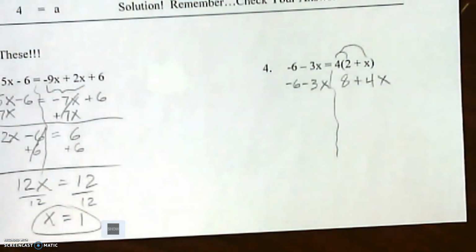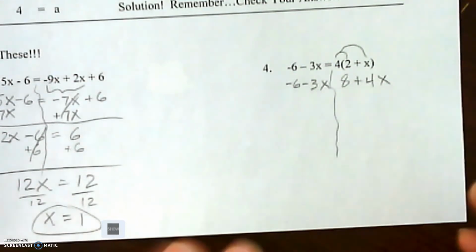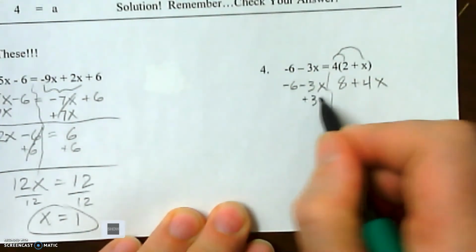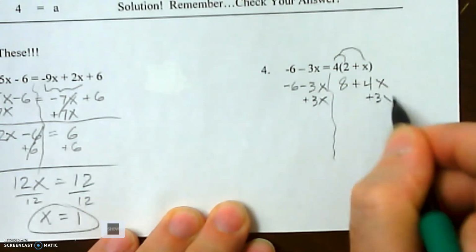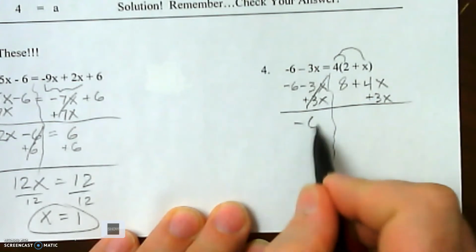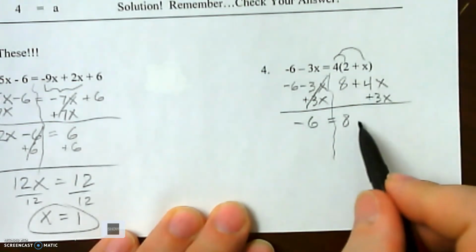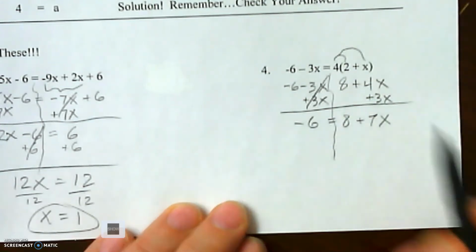And here we go again, right? We have a variable on both sides, a negative and a positive. I'm going to cancel the negative. So I'm going to add 3x on both sides. That cancels. Bring down my negative 6. On the right, I have 8, but 4x plus 3x is 7x.